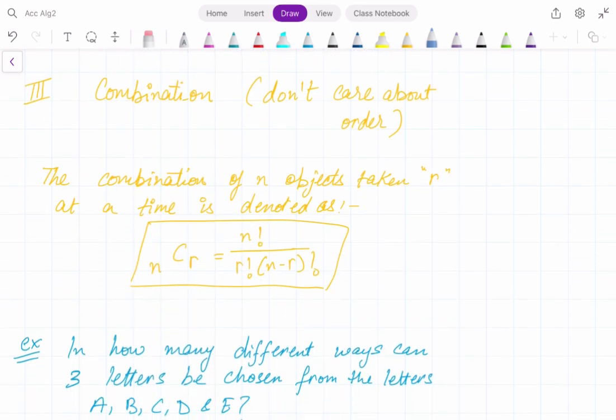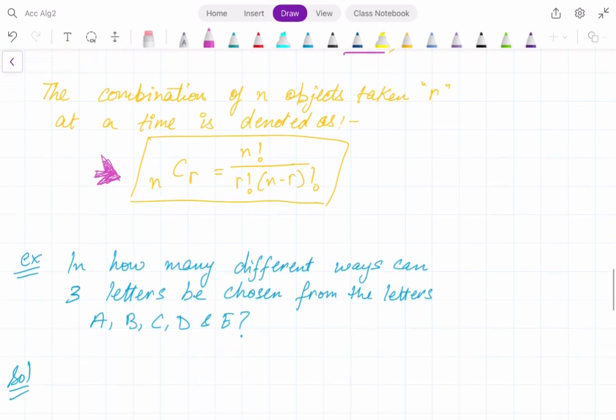Now, the third in this is called combination. So permutation was very picky about the order. Combination doesn't care about the order. So whatever order it is, it doesn't matter. So the combination of n objects taken r at a time is denoted by nCr. So we have n factorial. The pattern is the same in the denominator with n minus r factorial, but we are also multiplying with r factorial. So again, nCr is nothing but n factorial divided by r factorial times n minus r factorial.